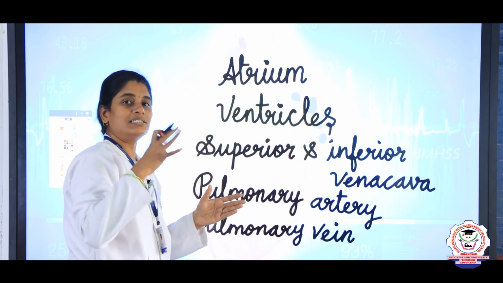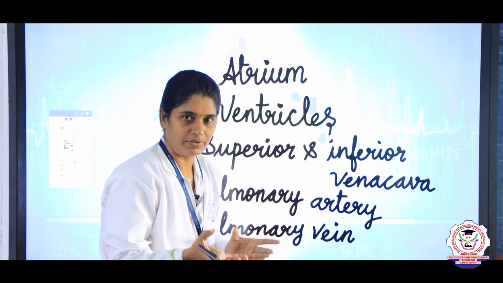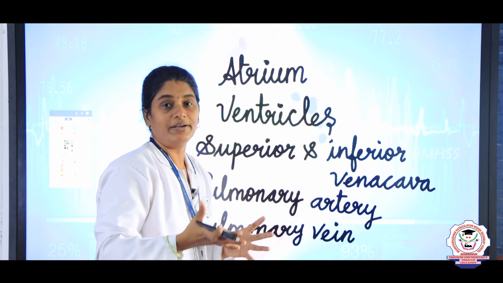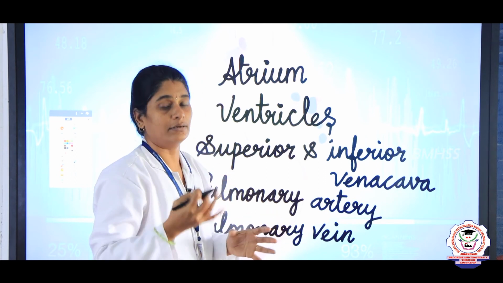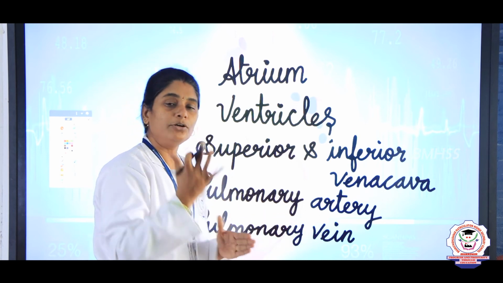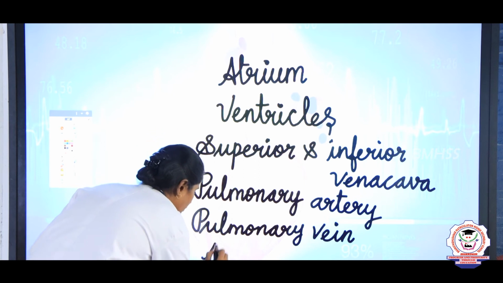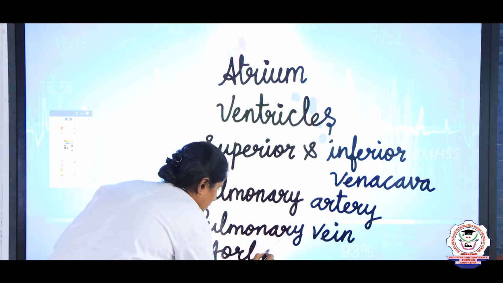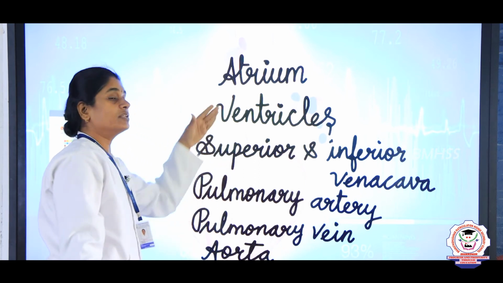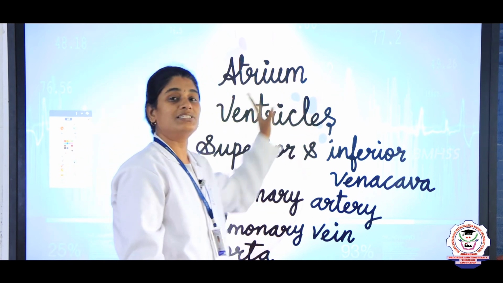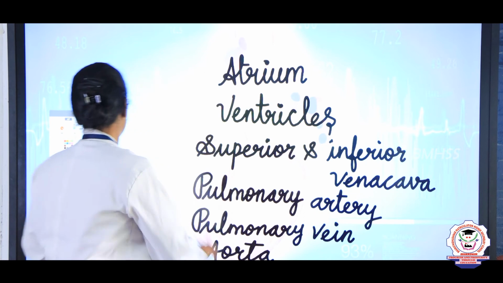And once the left ventricle contracts, the oxygenated blood is sent to all the parts of the body through a blood vessel known as the aorta, right. So, these are the things that you should keep in mind when you draw the structure of the heart.